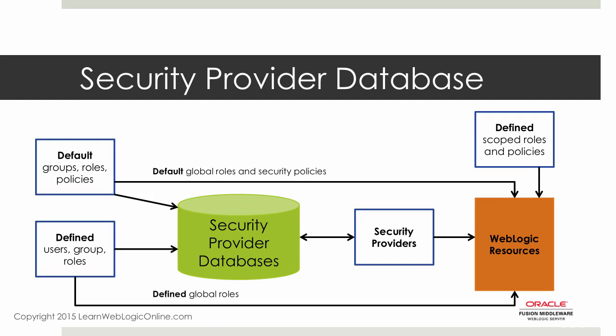So you can see in this diagram that we have two types of resources. We've got default resources, default groups, roles, and policies, and we have defined resources. So default groups, roles, and policies are what come with WebLogic out of the box, and then there are the ones that you define in your environment. And this diagram shows where those are stored and how they're accessed. So we can see here that default groups, roles, and policies and defined users, groups and roles are stored in the security provider database. Whereas scoped roles and policies, so roles and policies that are scoped to a resource, are stored within WebLogic itself. So when you define a user or a group or role, it is going to be stored in that security provider database.